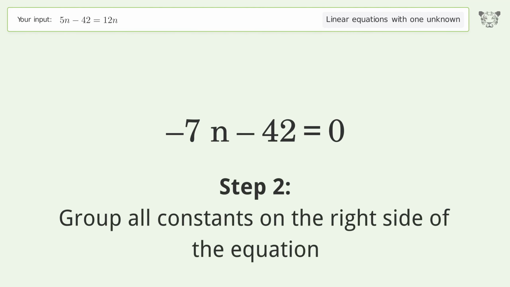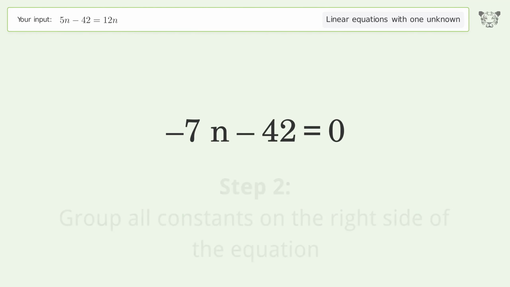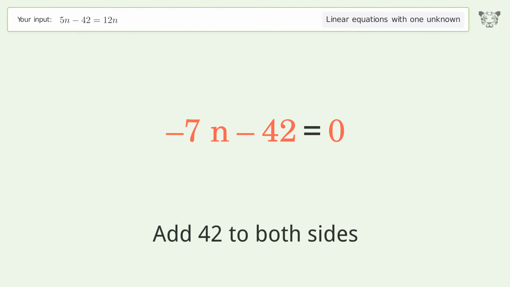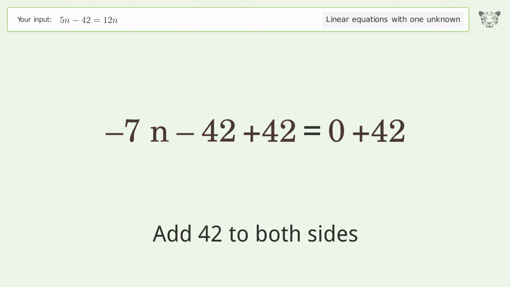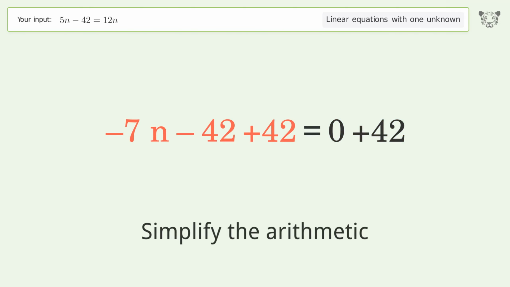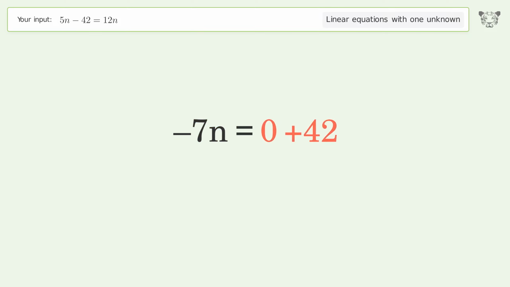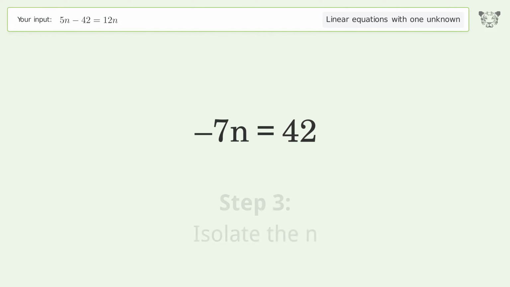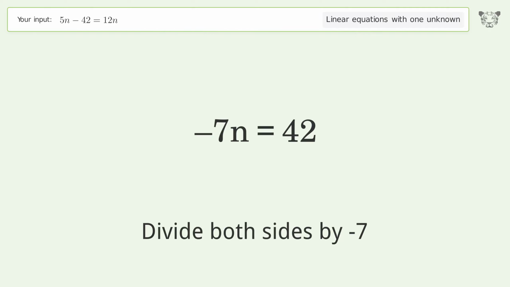Group all constants on the right side of the equation. Add 42 to both sides. Simplify the arithmetic. Isolate the n. Divide both sides by -7.